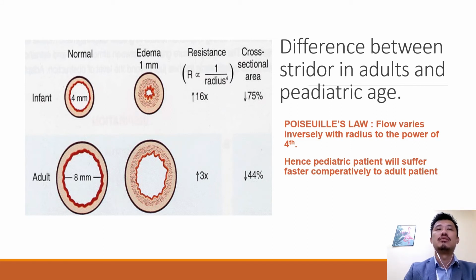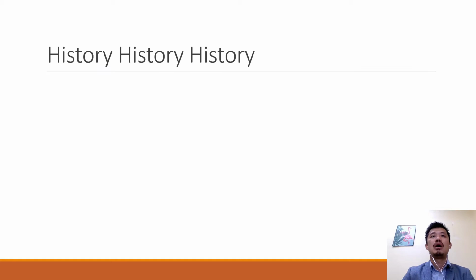So this is why you see a patient who in pediatric age, they will have a lot of usage of accessory muscle if there is an edema, or the patient will usually collapse faster comparatively to an adult. So how do we approach it? Most importantly, it always comes back to what we learn in medical school: history, history, and history.